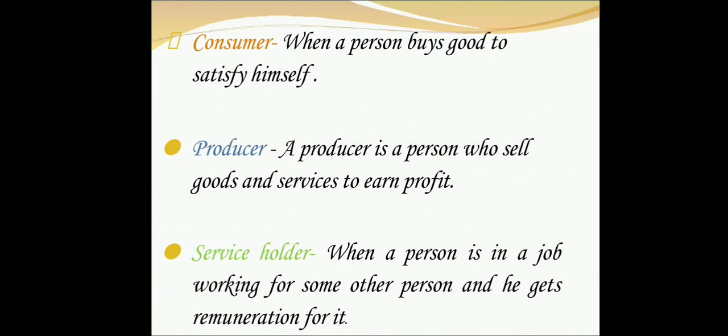Second term, producer. A producer is a person who sells goods and services to earn profit. If we take the example of milk only, the milkman, if he is selling the milk, then he is a producer because he wants to earn profit, right? The producer is a person who sells goods and services to earn profit. He will not keep all those things for himself or for his own consumption. He will sell it in the market.